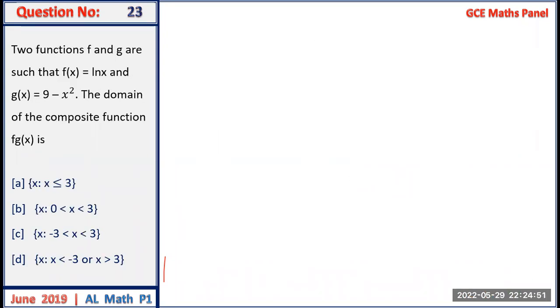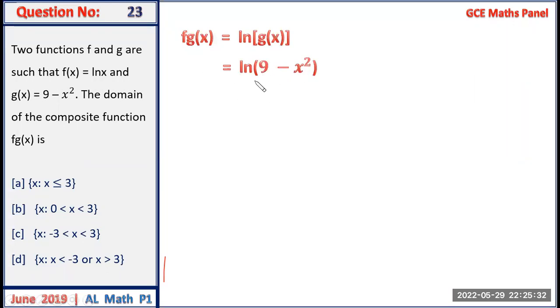Okay, question 23. Two functions f and g are such that f of x equals ln x and g of x equals 9 minus x squared. What is the domain of the composite function? So let's first of all look for f of g of x. Our f of x is ln x, so I'm going to replace this x in f of x by g of x. So f of g of x will be equal to ln g of x. But g of x equals 9 minus x squared. So this is equal to ln of 9 minus x squared.